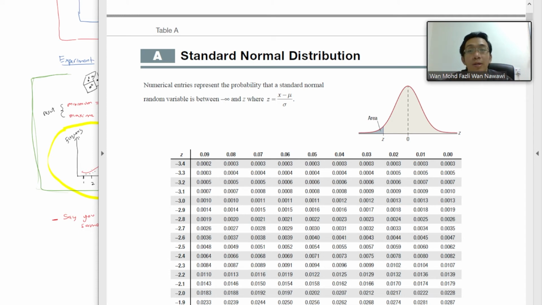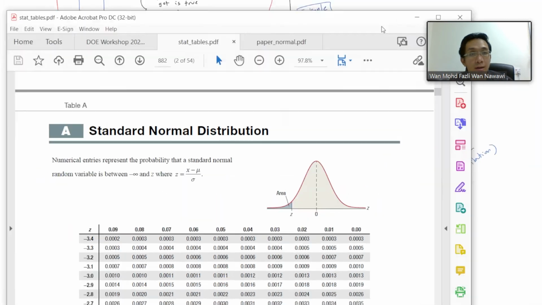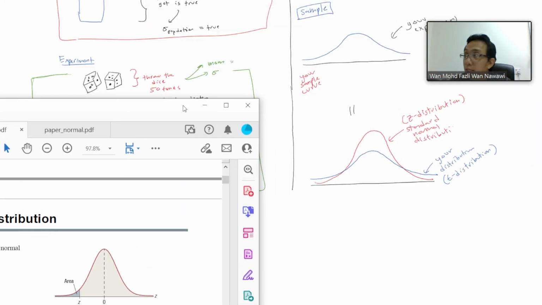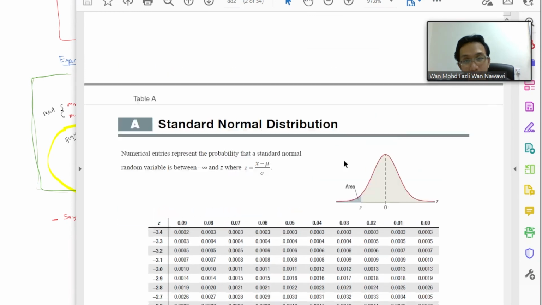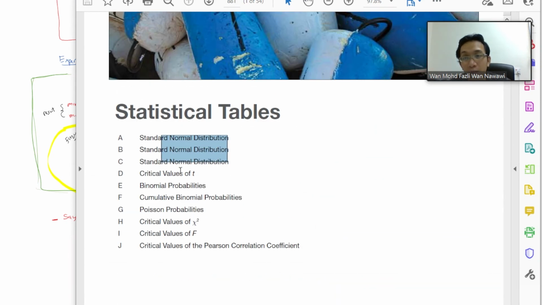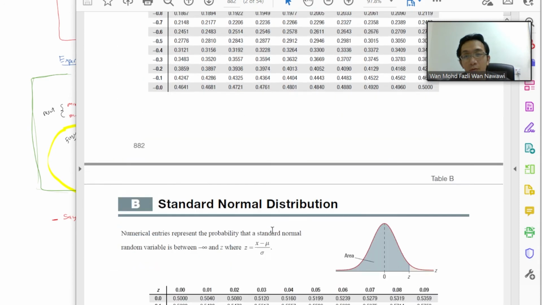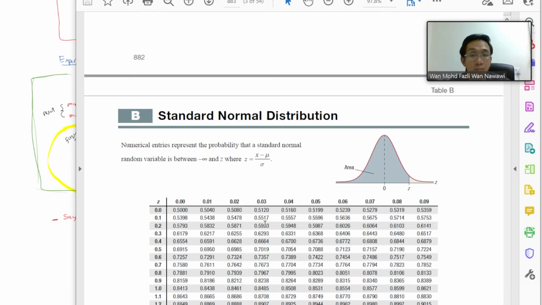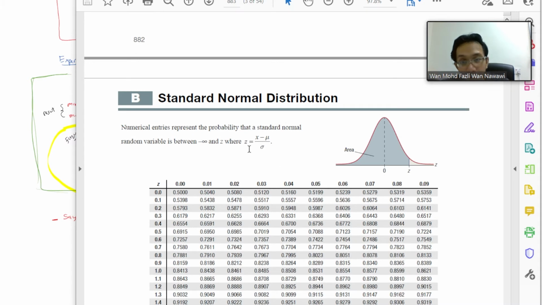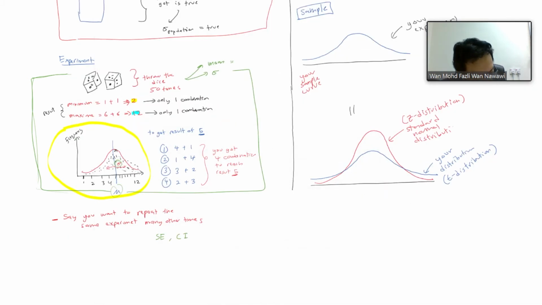But when you don't know the population, you are dealing with T distribution there. But there is no T distribution table. You have a critical value for T, but there is no T table here. If you go to any statistics book, there is no T table. You only have the Z table, the Z distribution table. So you know that when you have this, you can find the area. But here, for T distribution, you cannot find the area.